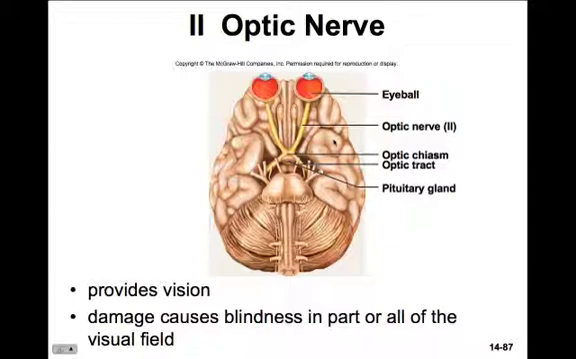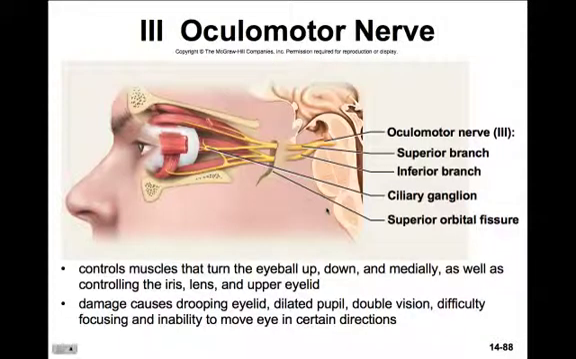The optic nerve provides us with vision. It's a very large nerve and easy to find. It decussates right under the pituitary gland. Damage to it can cause blindness in part or all of the visual field. Some of the fibers will decussate, cross over, and some of the fibers will remain on the same side as this optic nerve projects information back onto the visual cortex.